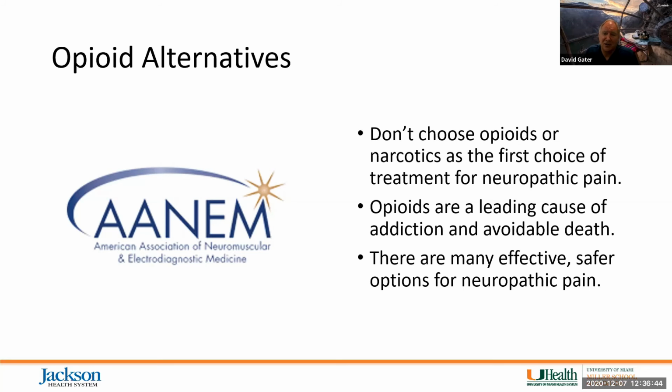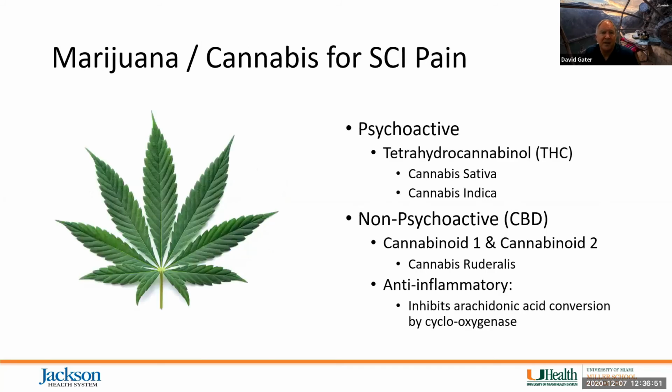We know that they're a leading cause of addiction and avoidable death, and there are many effective and safer options for managing neuropathic pain. I'm going to spend just a few minutes talking about marijuana, cannabis in treatment of spinal cord injury pain. There's not a lot of literature on this. I'll share with you some of the more recent manuscripts that have come out, which ones appear to be providing us the best information. Now, just as a reminder, marijuana, cannabis basically has two major components.